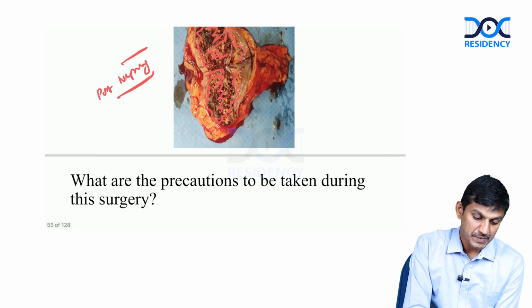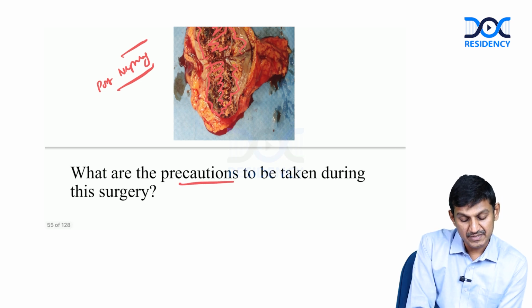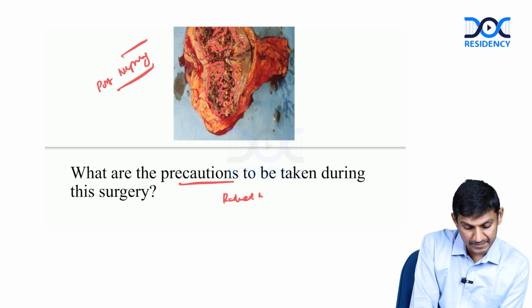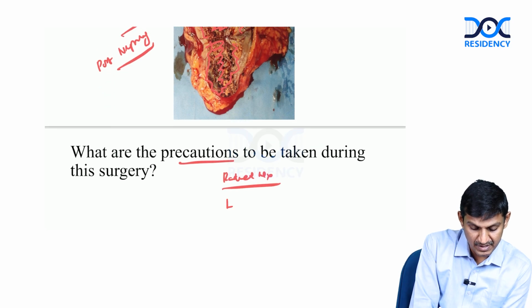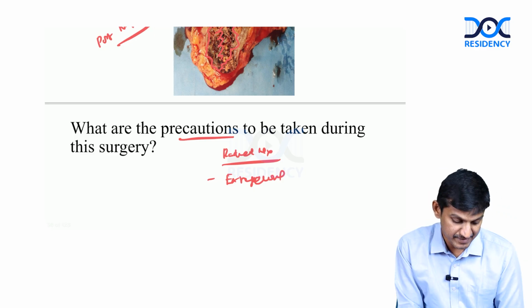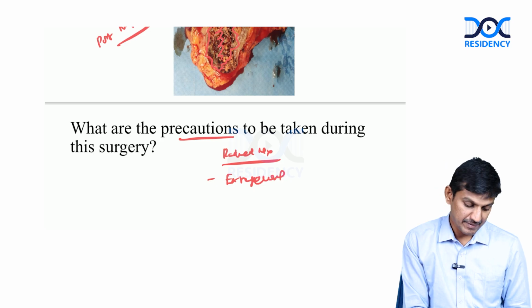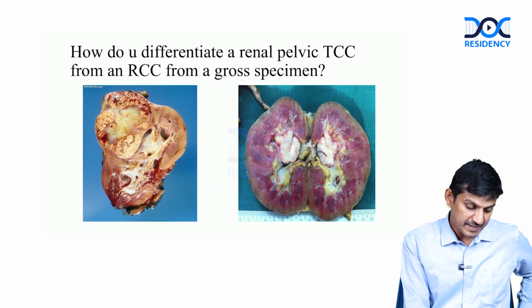What are the precautions to be taken during surgery? That means, what are the steps of a radical nephrectomy? You have to take the perinephric fat along with Gerota's fascia, because it also contains some nodes. You have to remove the extra-Gerotal fascia without opening the capsule. That is very important. So how do you differentiate a renal pelvic TCC from an RCC?